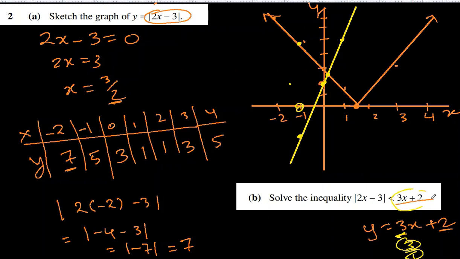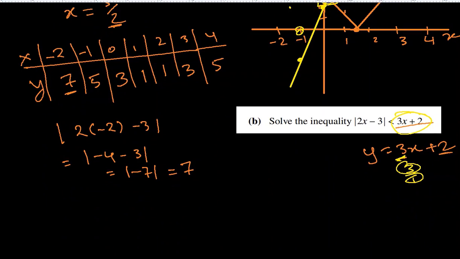We want the yellow graph, which is 3x plus 2, above the absolute graph, which is happening after this point of intersection, and the gradient of the yellow graph is so high that this line will never go over this yellow line. That means this is the point beyond which 3x plus 2 is more than |2x minus 3|, and we have to find that point.